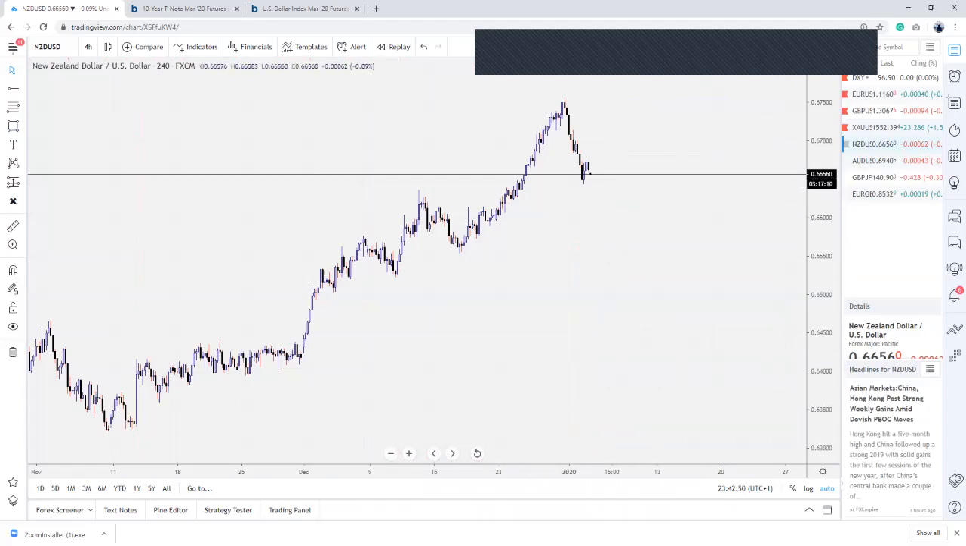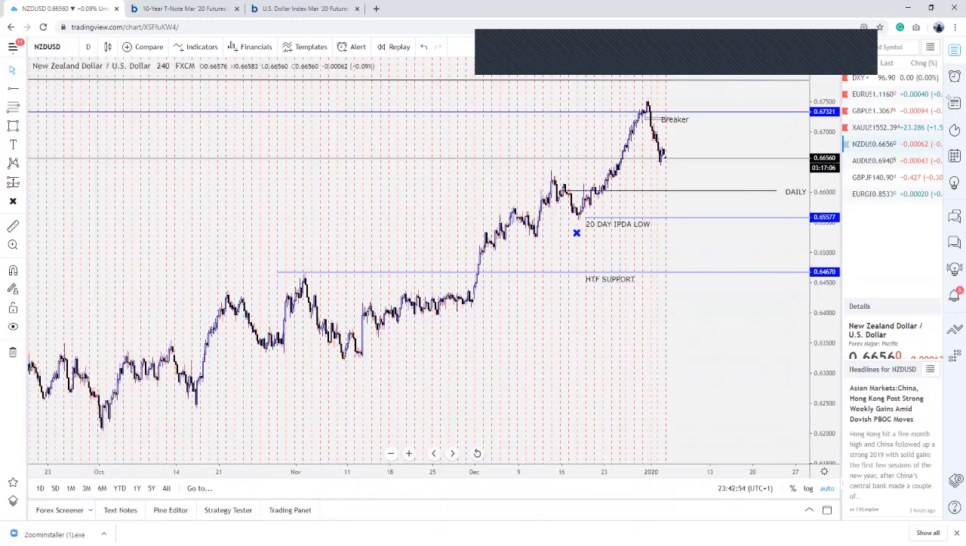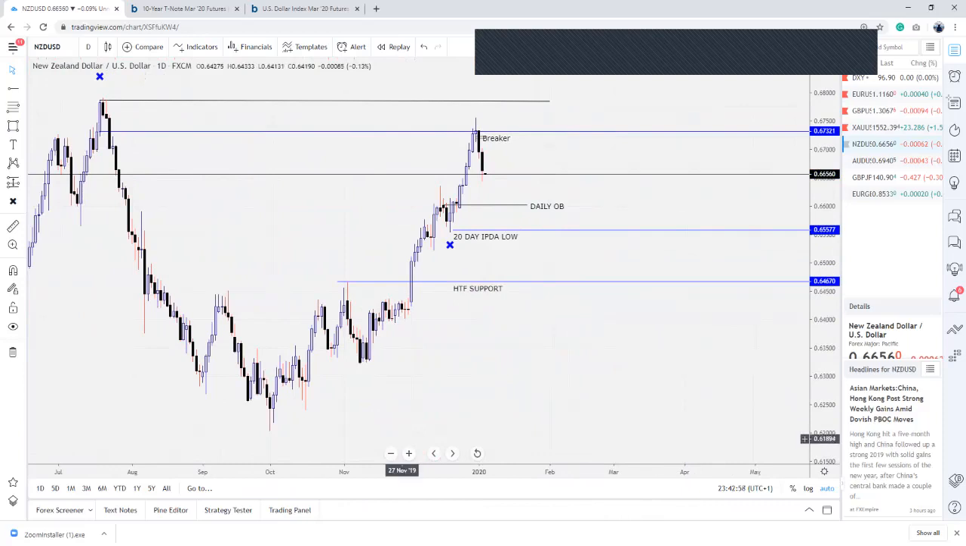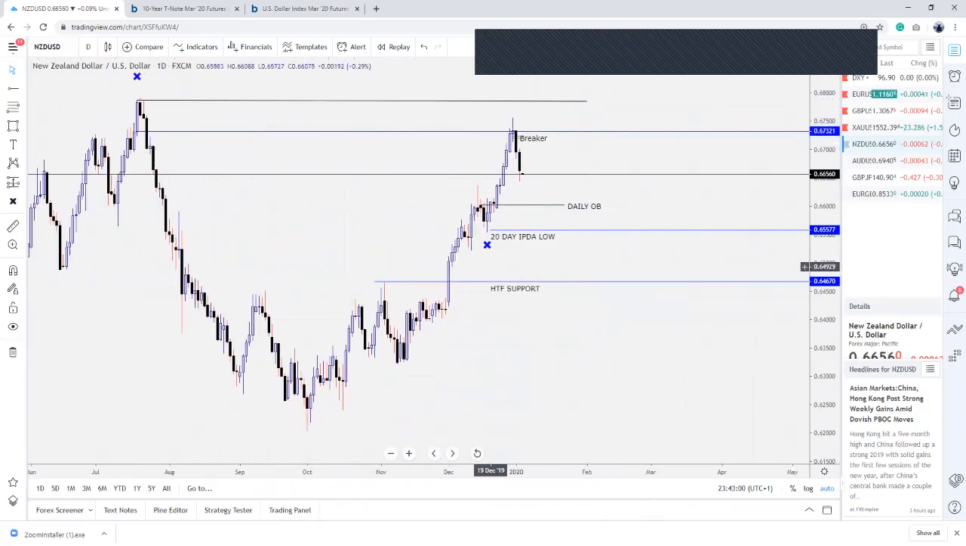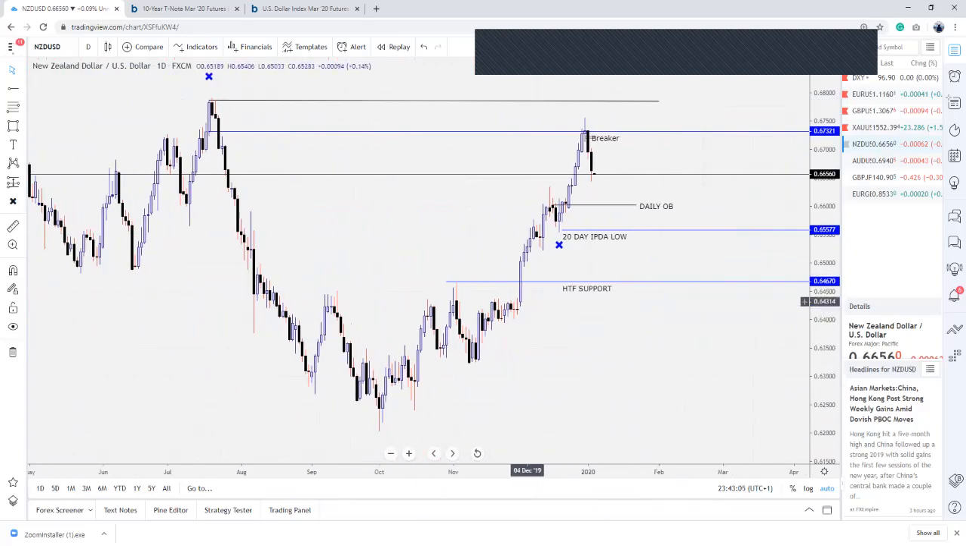Let's see, NZD/USD, it's the same thing. So we go to the daily time frame and look at what the market is doing. There's explosive price action on NZD/USD. The market went up, and the market came to this bearish order block.